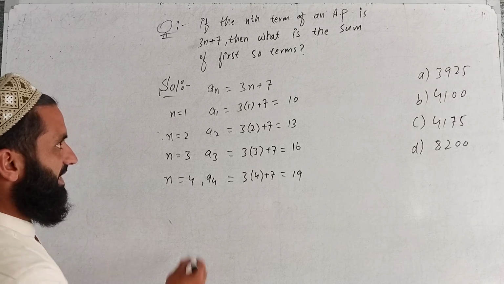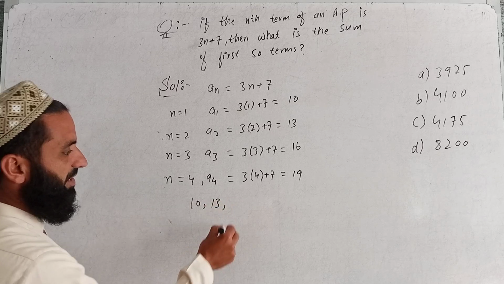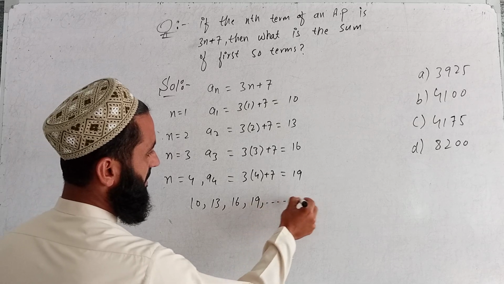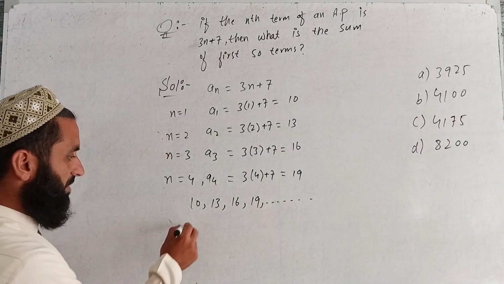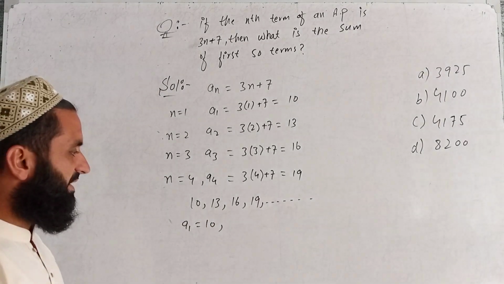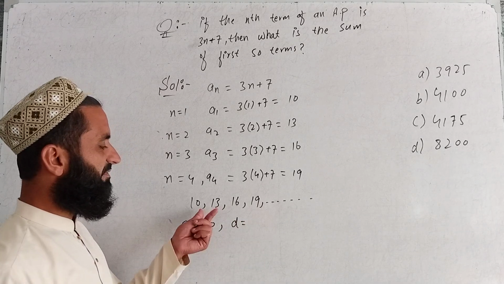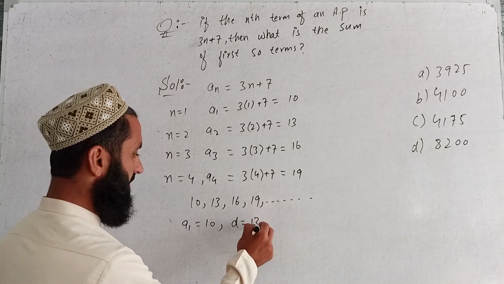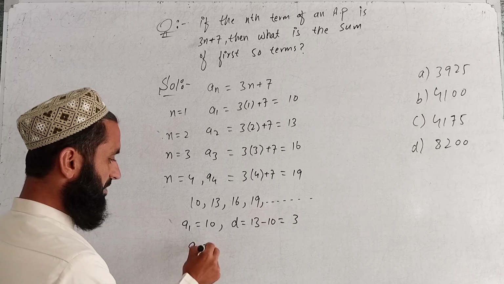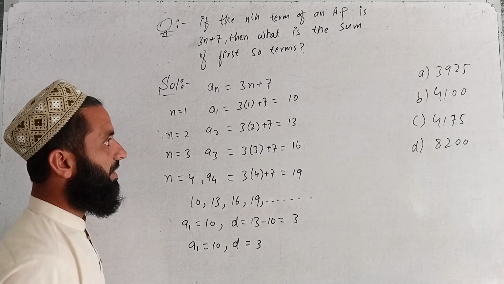Hence the given sequence is: first term is 10, second term 13, third term 16, fourth term 19, and so on. So a1 equal to 10. Now we have to find the common difference. So common difference is found by subtracting the first term from the second term, 13 minus 10 equal to 3. It means that a1 equal to 10, d equal to 3.